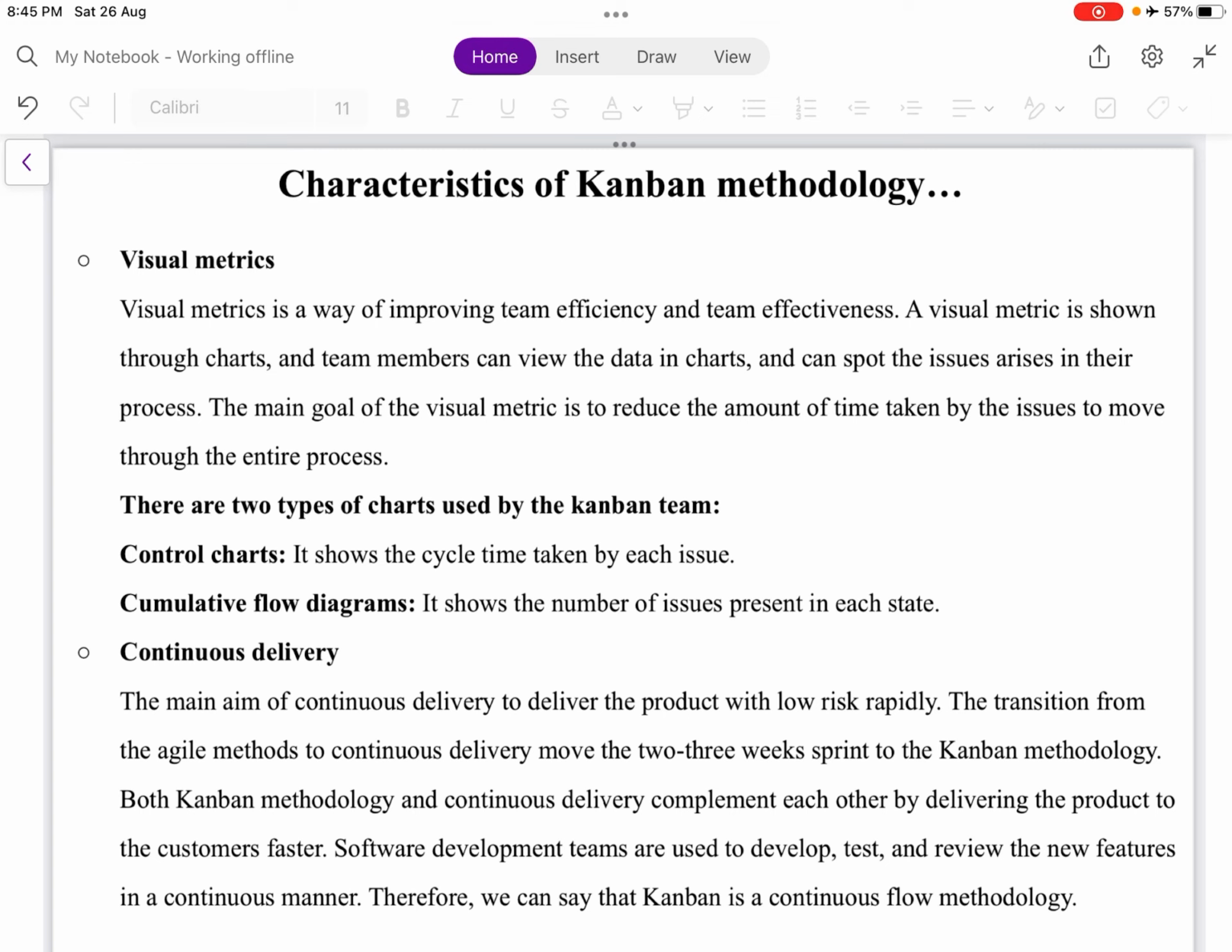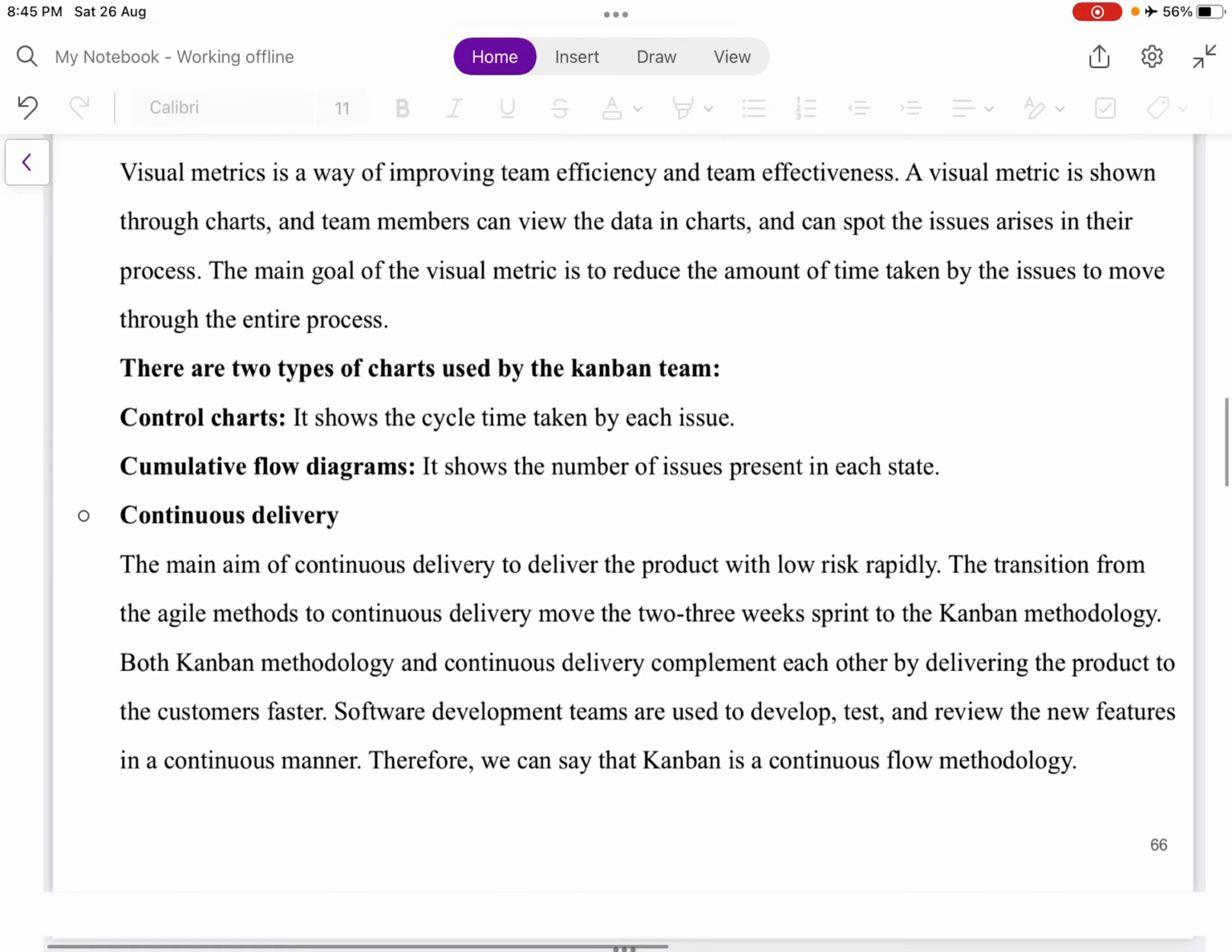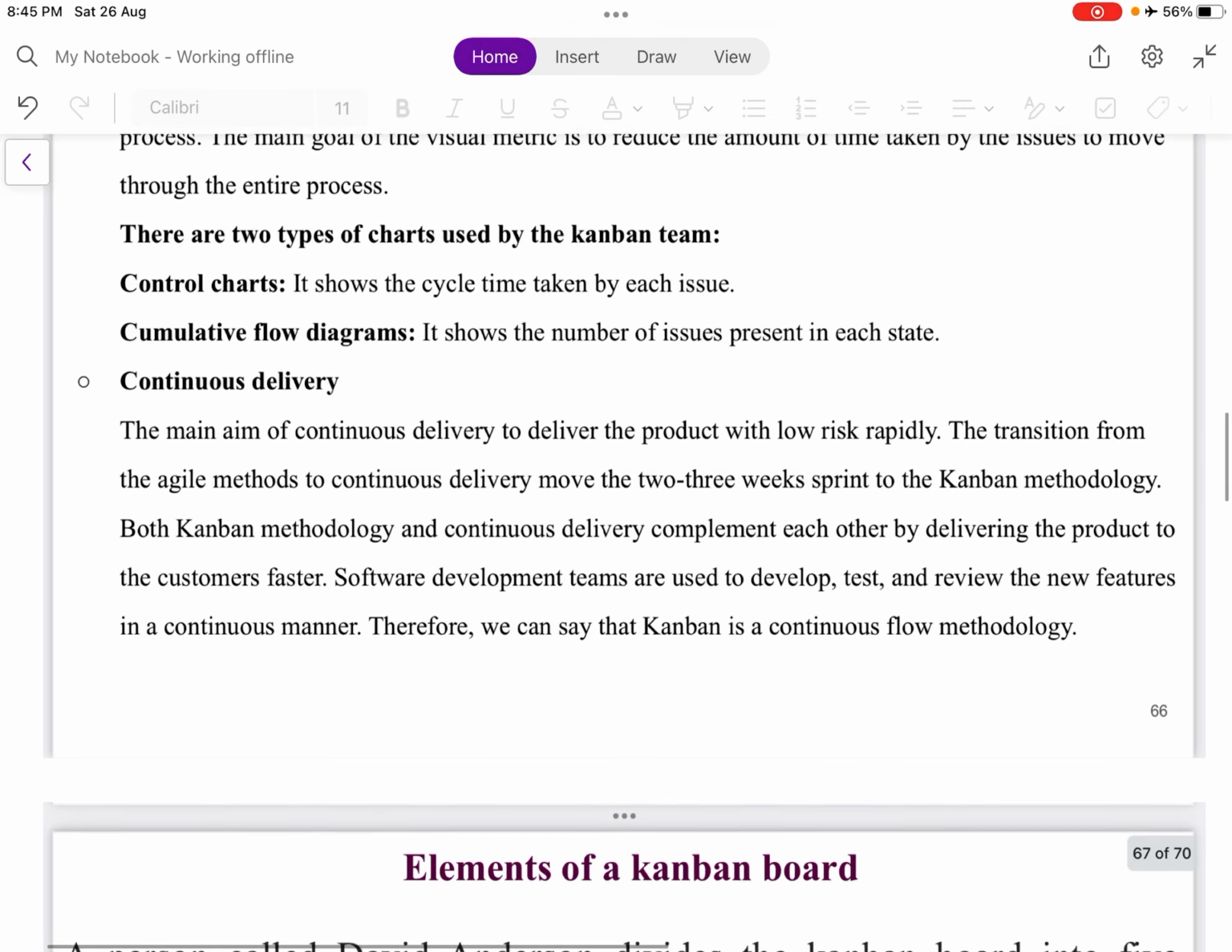Visual metrics. Visual metrics is a way of improving team efficiency and team effectiveness. A visual metric is shown through charts, and team members can view the data in the charts and can spot the issues that arise in their process. The main goal of visual metrics is to reduce the amount of time taken by the issues to move through the entire process. There are two types of charts used by the Kanban team. Control charts show the cycle time taken by each issue. The cumulative flow diagram shows the number of issues present in each state.